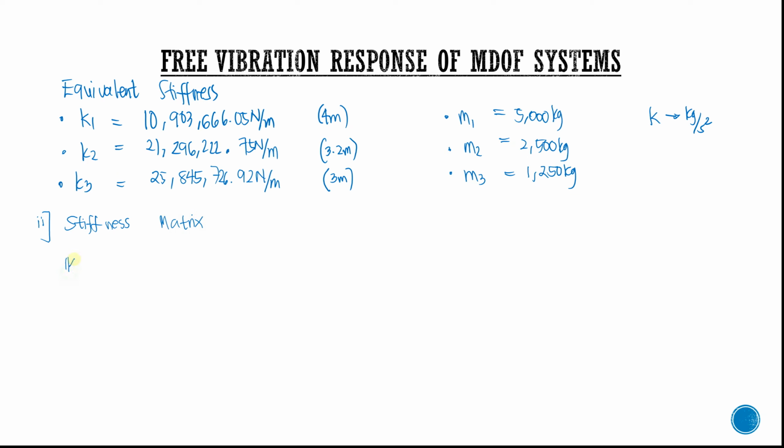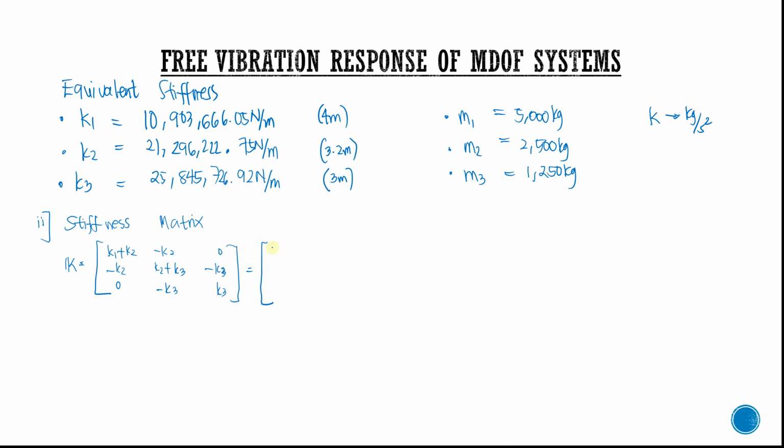For the stiffness matrix, for a three-story building, we have K1 plus K2 and then negative K2, negative K2, and then K2 plus K3, 0, and then we have 0 here, negative K3, and a positive K3. So just add that up.